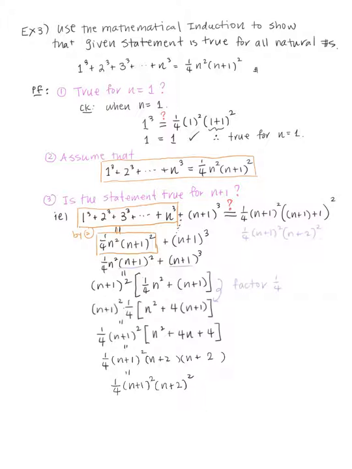All right, are we done? What do you think? Look at what we're supposed to show. Look at the right-hand side. This is exactly the right-hand side. So it checks, so therefore the statement is true for n plus 1. I just double checked it.